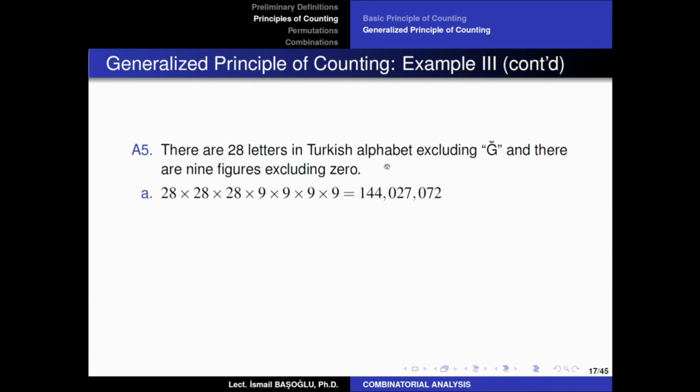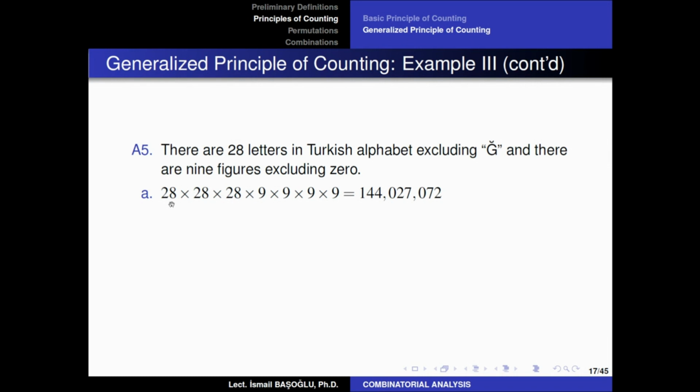Now, in Turkish alphabet, we know that there are 29 letters. However, we are excluding yumuşak G, if you remember. Therefore, we have 28 remaining letters. And if you exclude 0, there are 9 remaining figures starting from 1 to 9. Okay. Now you have a 7-character license plate. The first 3 characters are going to be consisting of letters, and we have 28 choices for each of these characters. And for the last 4 characters, we are going to choose from the figures, and we have 9 figures excluding 0.